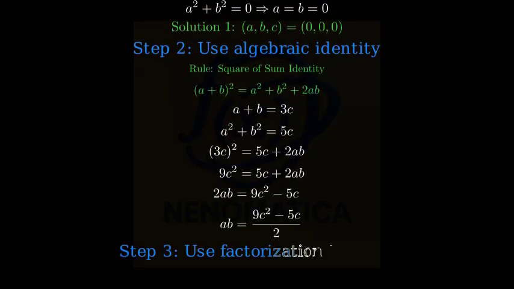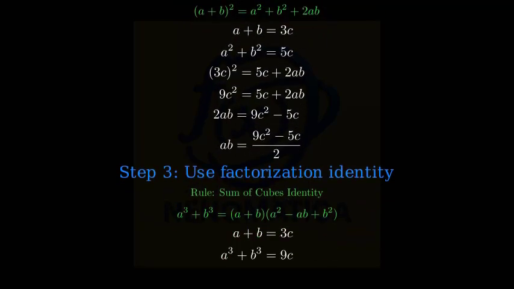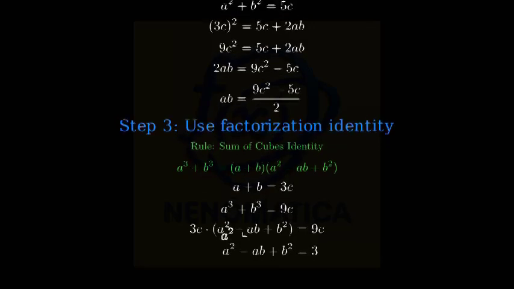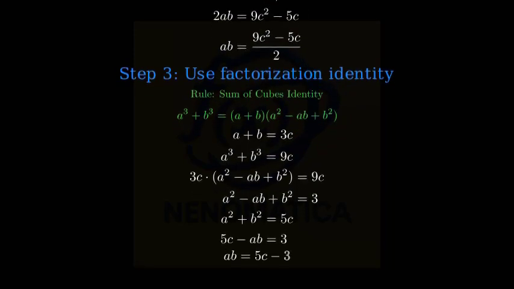Let's use another identity to get a different expression for ab. We know that a cubed plus b cubed equals a plus b times a squared minus ab plus b squared. We substitute a plus b equals 3c and a cubed plus b cubed equals 9c. 3c times a squared minus ab plus b squared equals 9c. Dividing both sides by 3c, we get a squared minus ab plus b squared equals 3. But we know a squared plus b squared equals 5c, so 5c minus ab equals 3. Solving for ab, ab equals 5c minus 3.